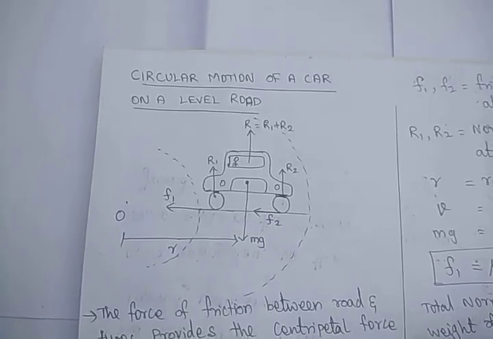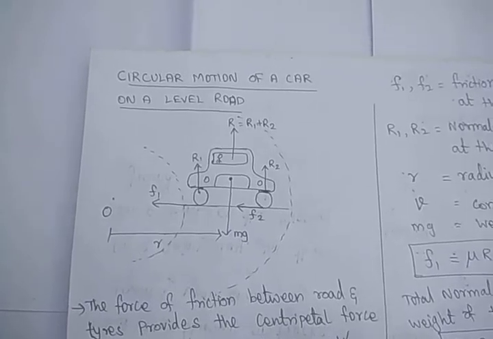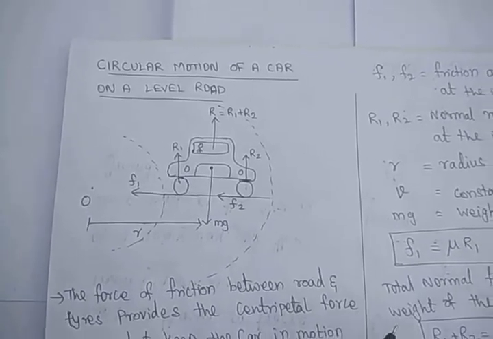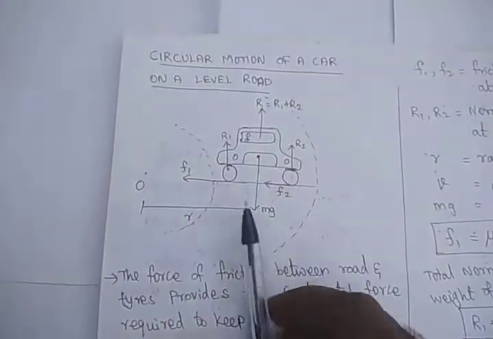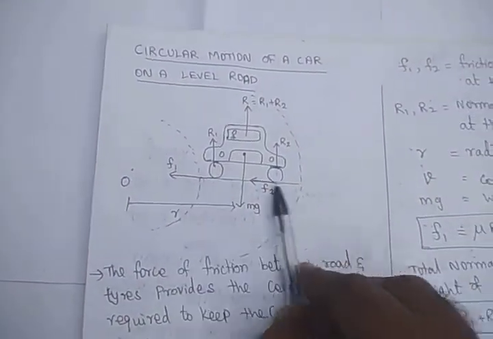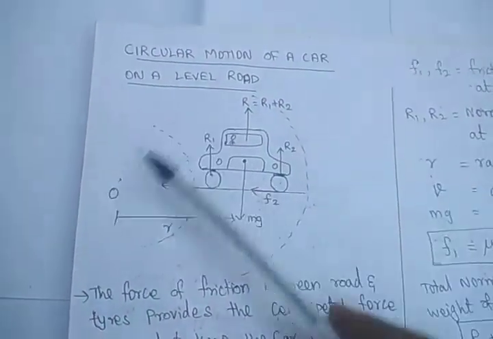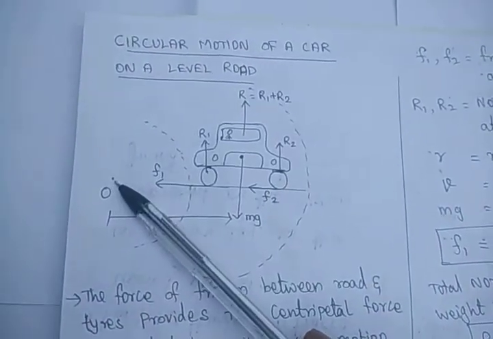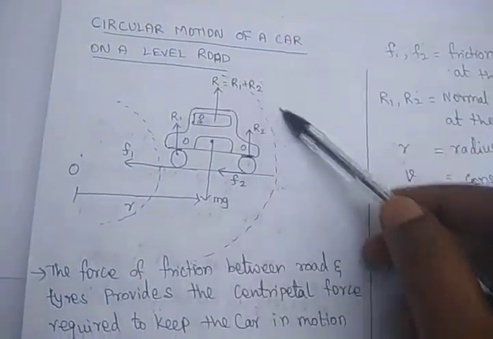Circular motion of a car on a level road. Whenever you are on a journey, we see curved roads. This curved road is a horizontal road, there is no upward slope, so this is a level road. This is the center of the curvature. So this is a curved road.